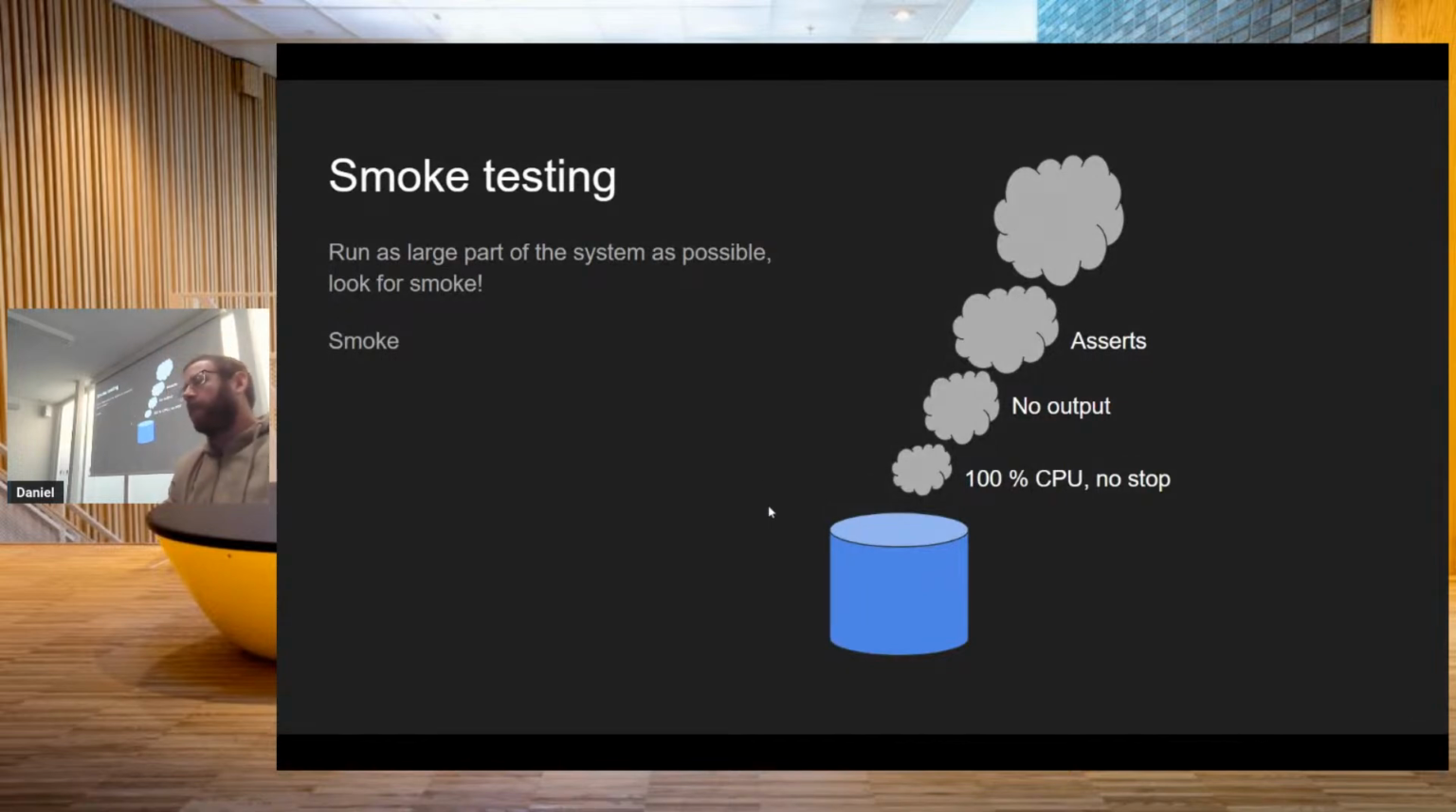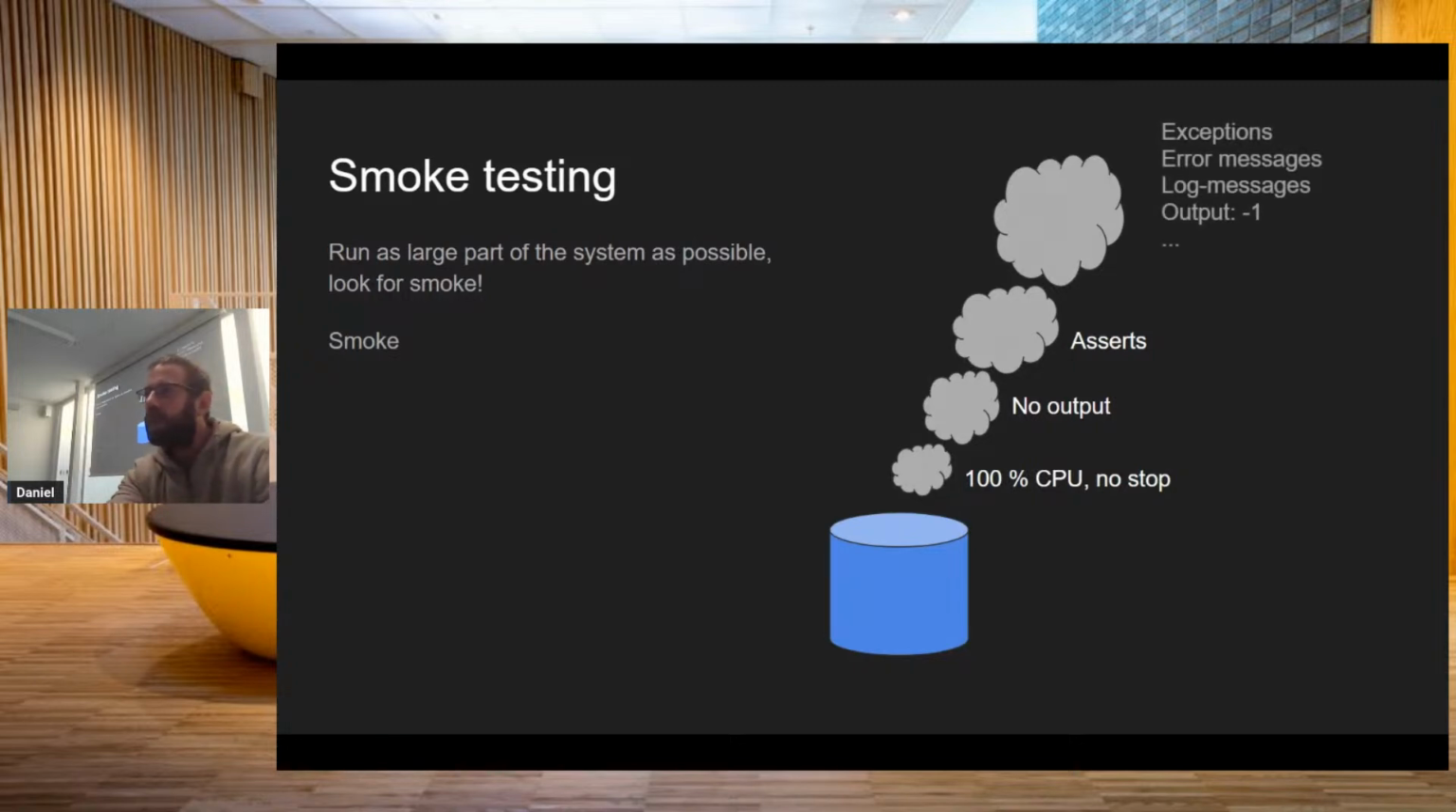So other smoke could be an in-code assert. So we could write a statement inside the program and say that if this happened, then crash. We could find that we run the program and an exception happens. We run the program and we get an error message. We run the program and we get log messages. We run the program and it outputs something that we don't expect, or that we consider an error.